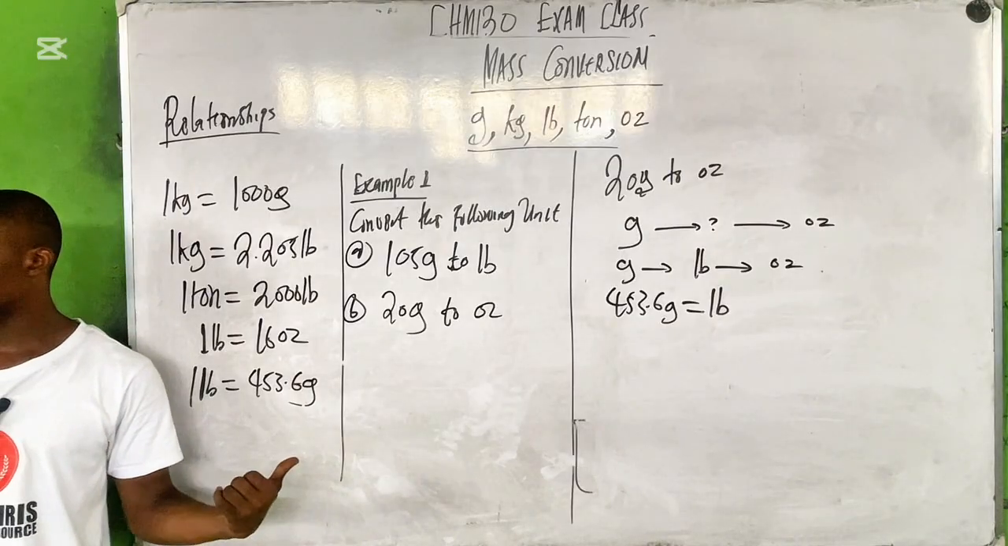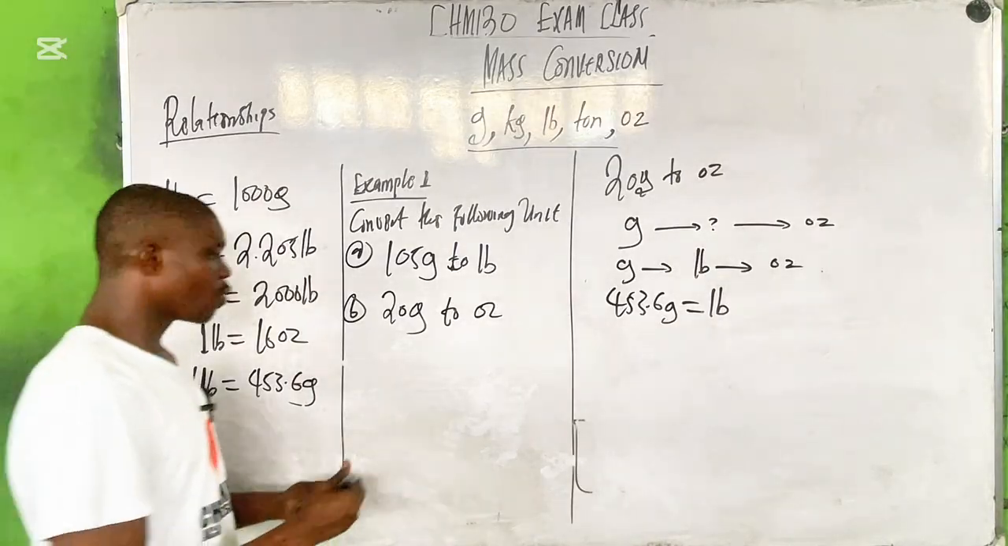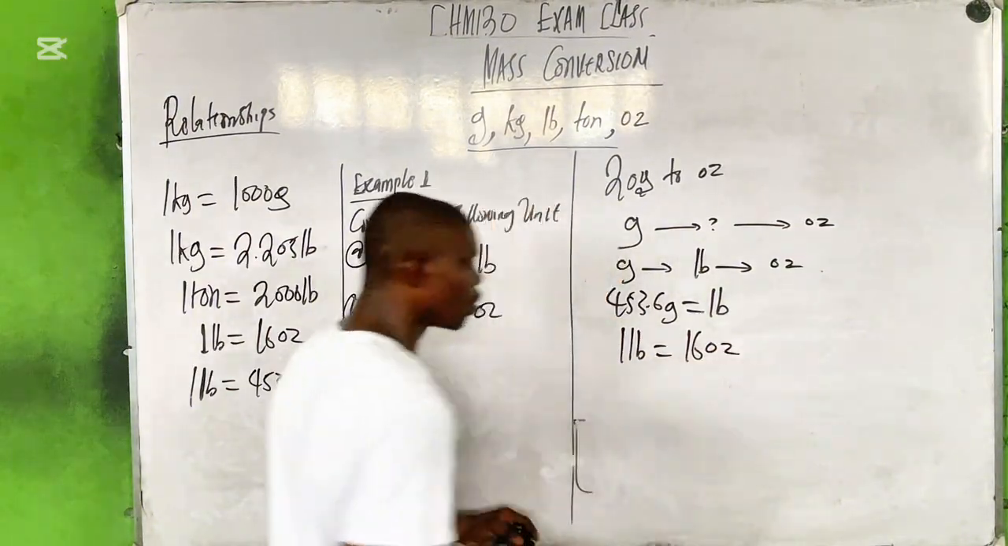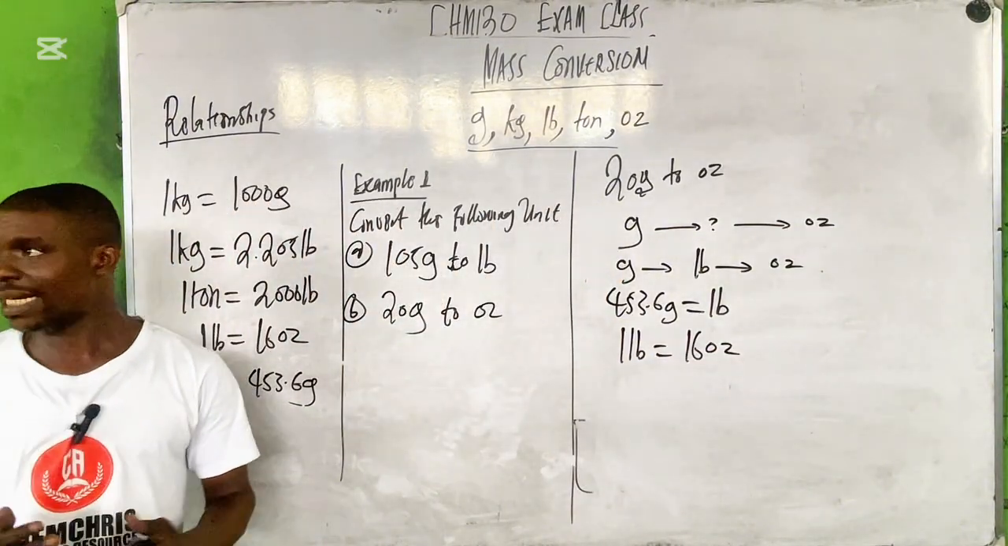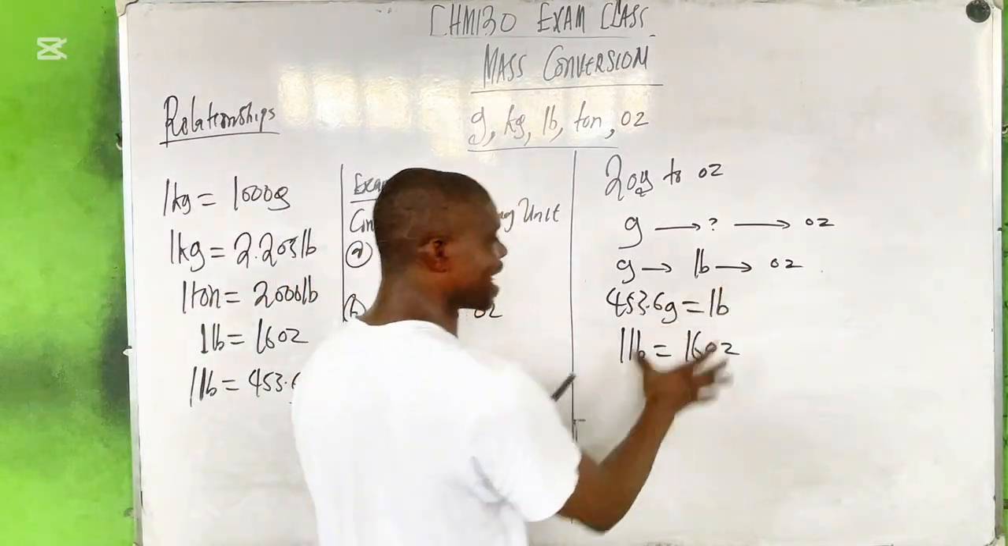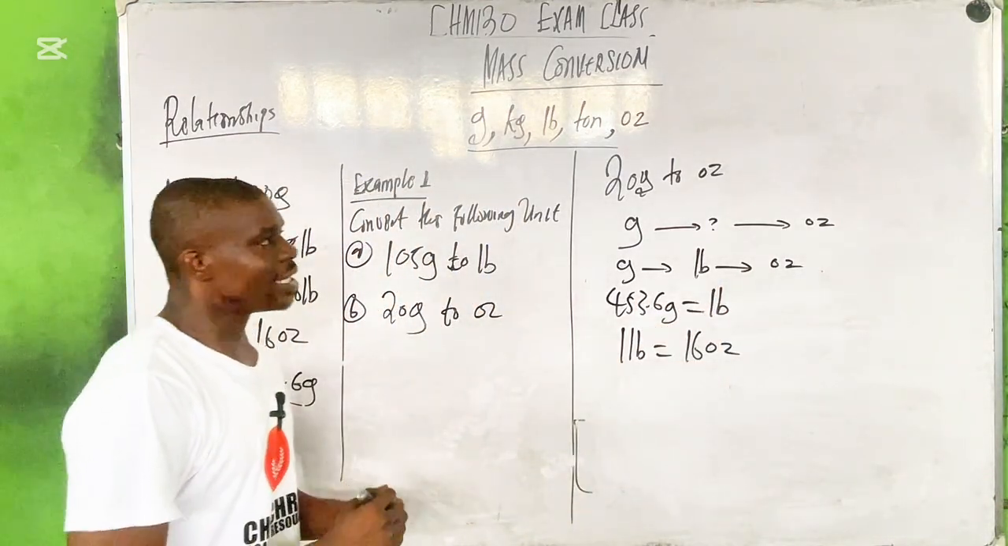Do you guys understand? So here we have 1 pound equals to what? 16 ounces. Is it clear? Good. Please don't write. So we are not using two of them. We are not using what? Two of them.